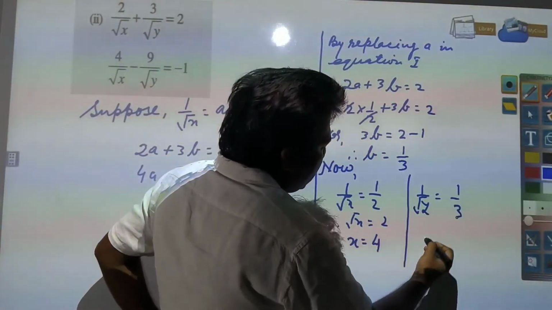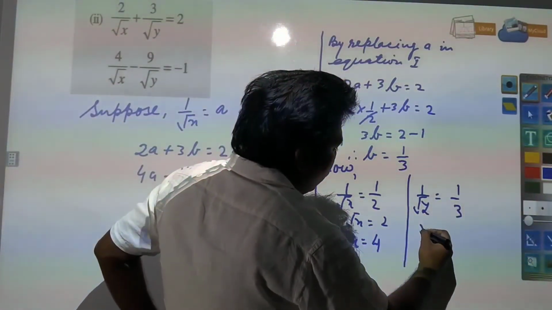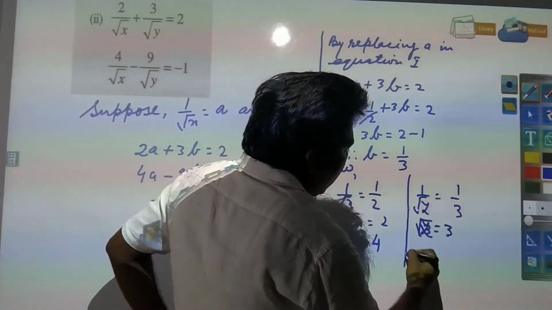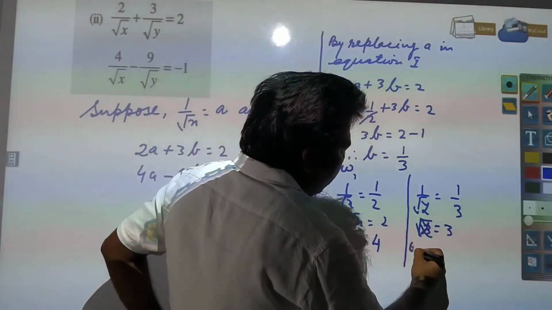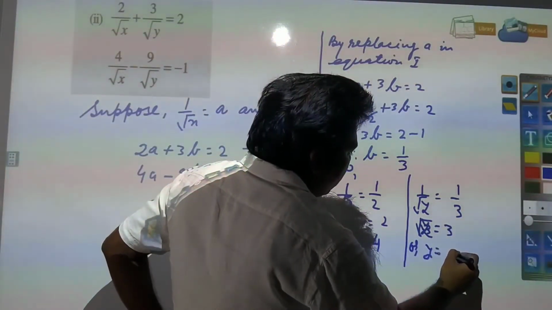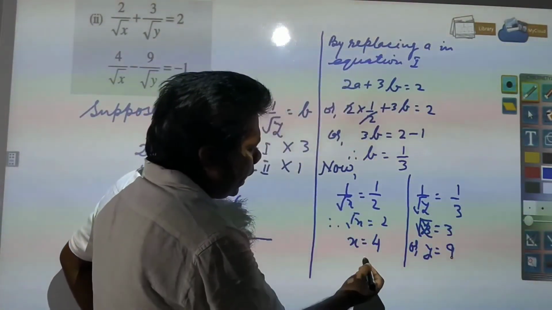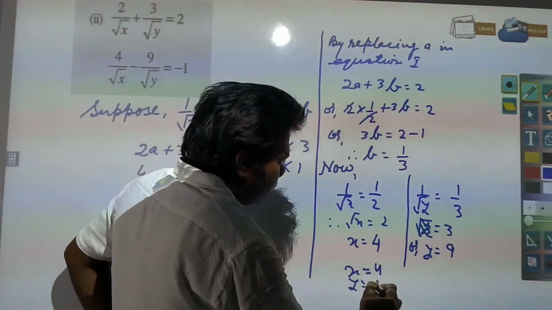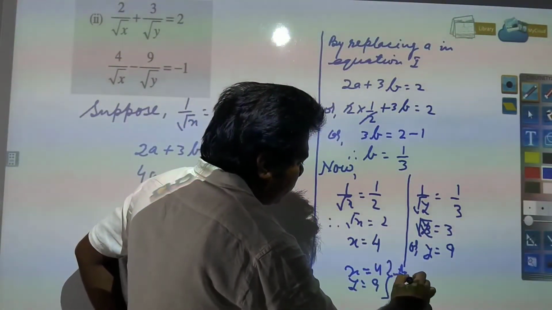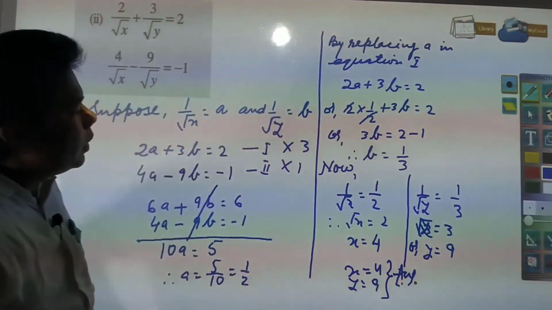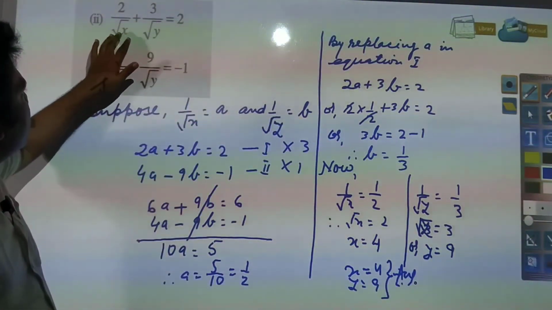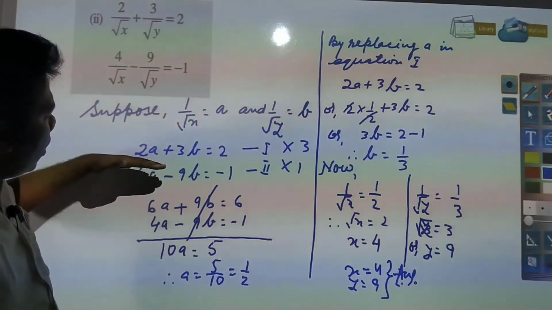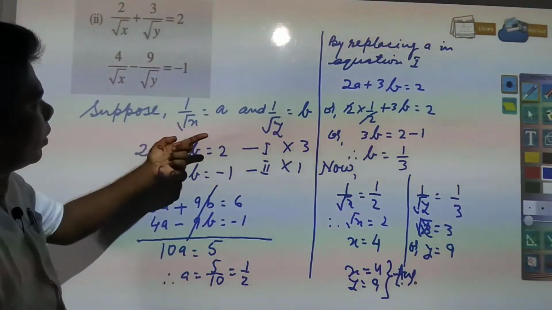Squaring both sides, what we will get? First we will get root y is equal to 3, and by squaring both sides we will get y is equal to 9. So finally x is equal to 4 and y is equal to 9 we have got, and this is your answer. So in this way this is required to be replaced first and should be reduced by putting suitable value or suitable variable.